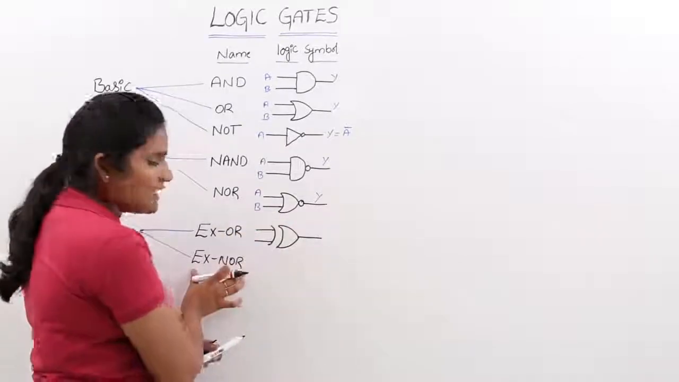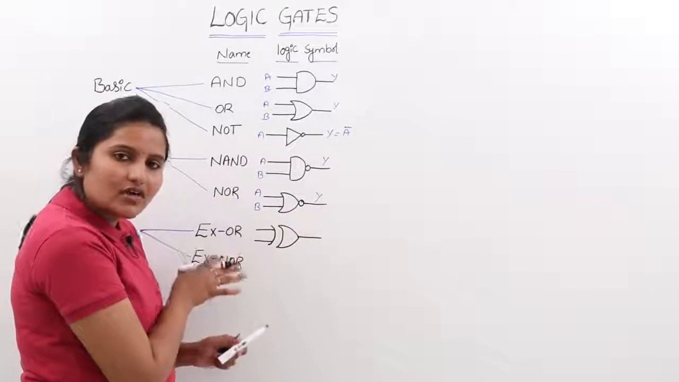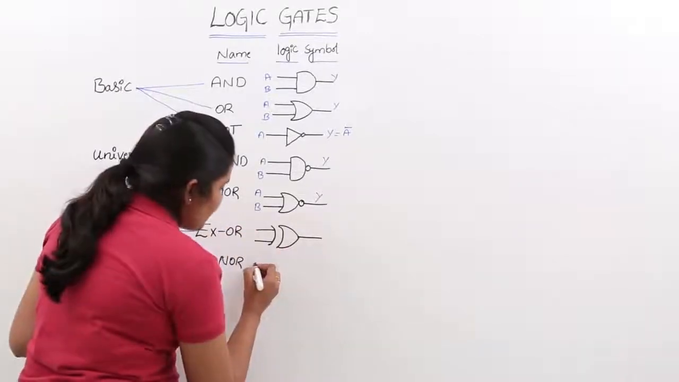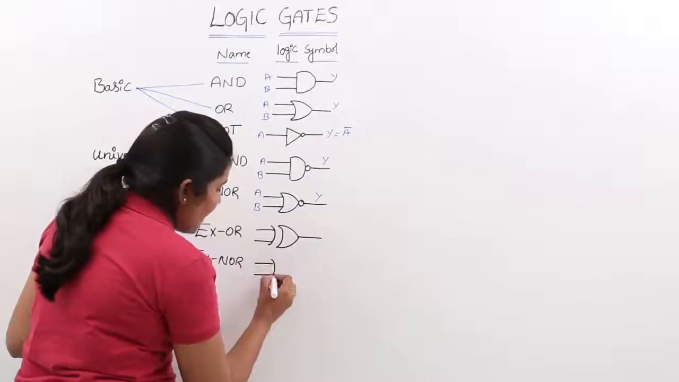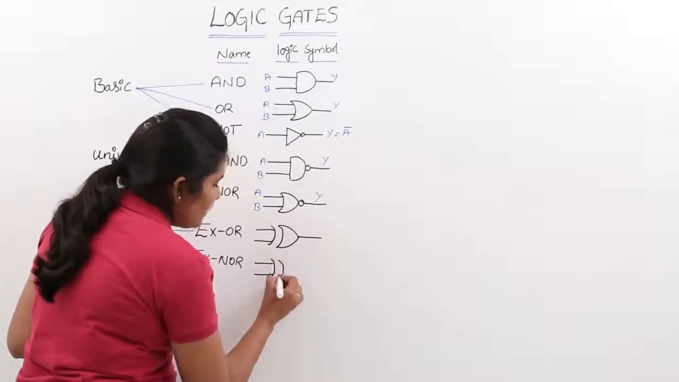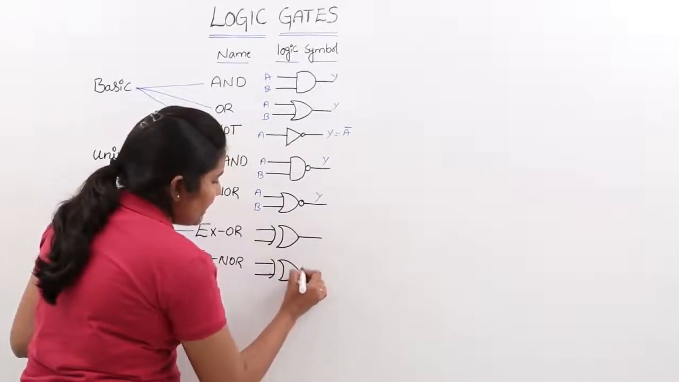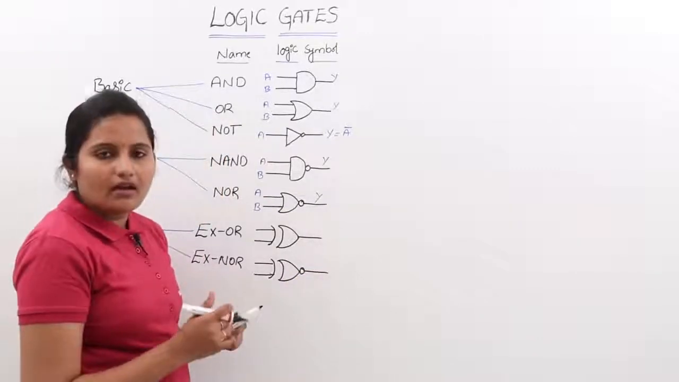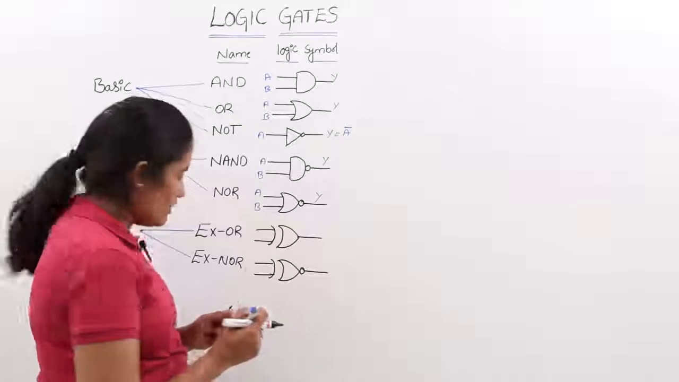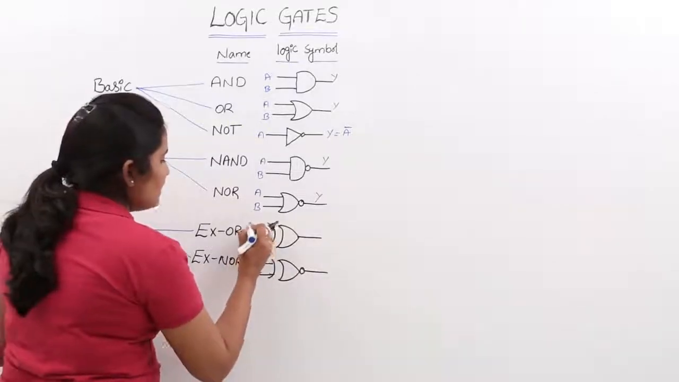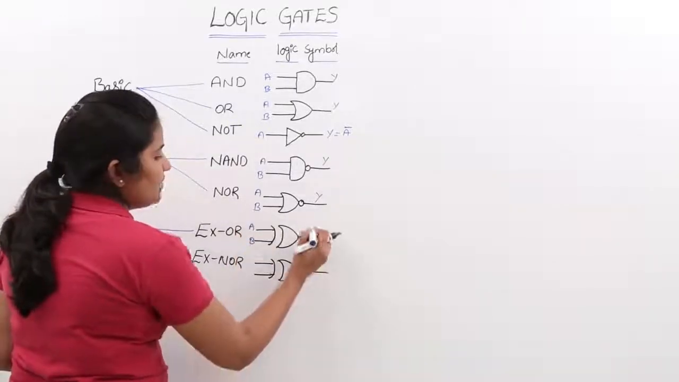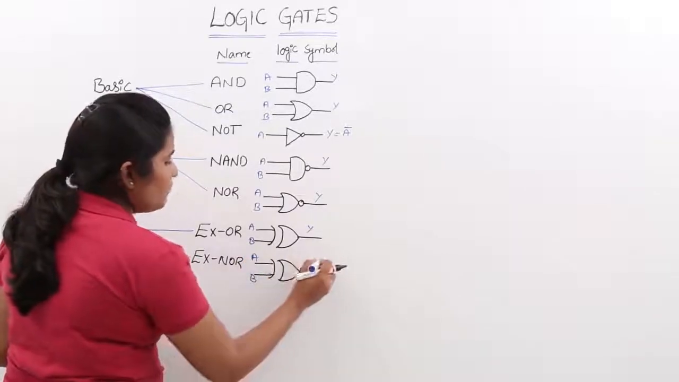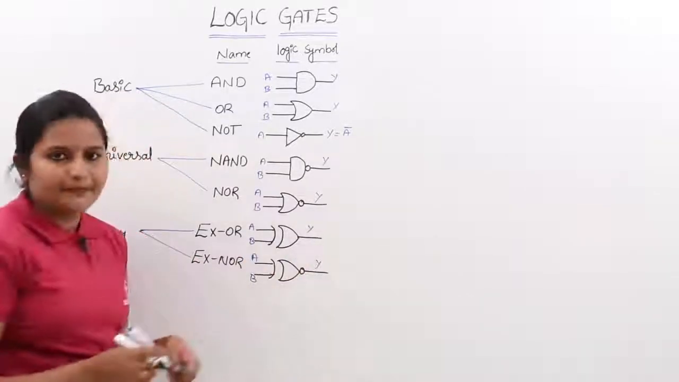So, here we can say this XNOR gate is the complement gate for XOR gate. That means whatever you have as XOR gate, if you add a bubble at the output, it will give you the logic symbol for XNOR gate. So, here also we are having 2 inputs A and B, and 1 single output Y.